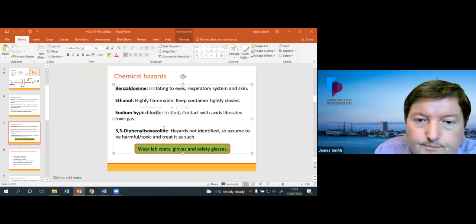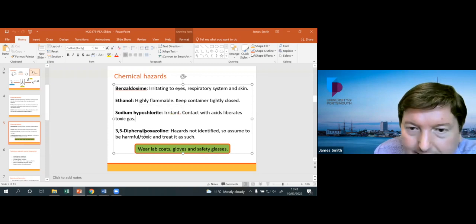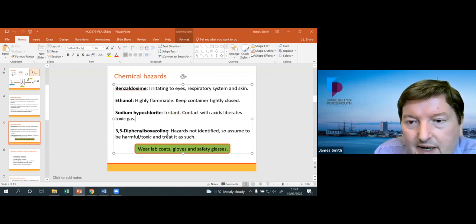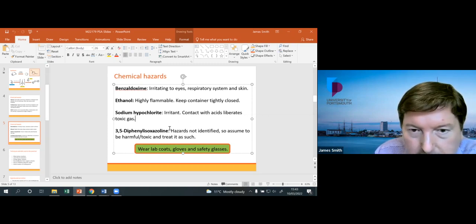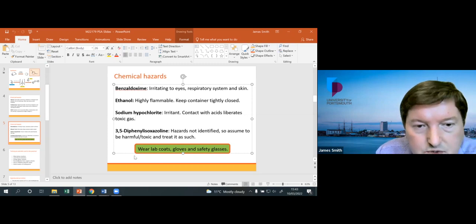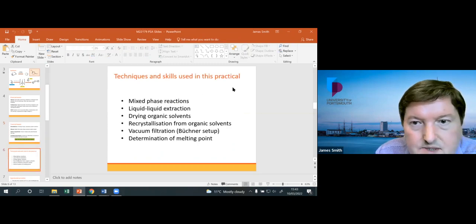Right. This is the product you're making. No hazards identified, so assume harmful, toxic, and treat as such. Yeah, so we don't know what the hazards are, so we assume it to be toxic, the most harmful. Yeah, so just treat it with care. And then I think we're at the hazards then. So you need to be aware of those hazards.